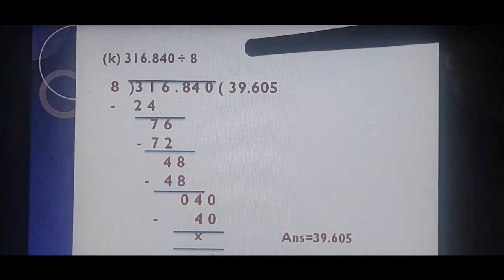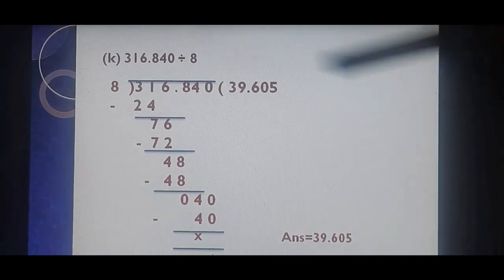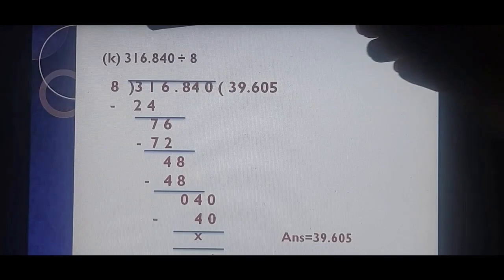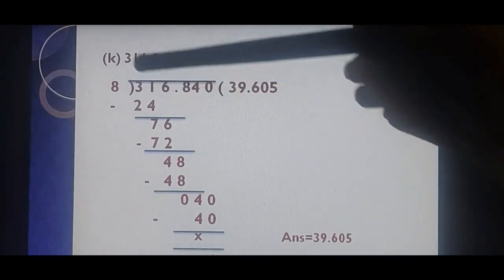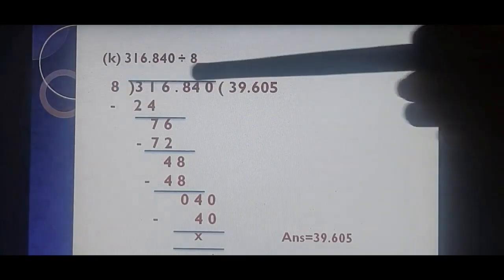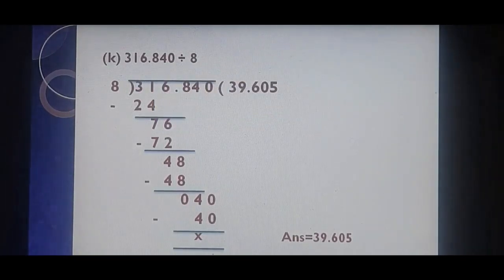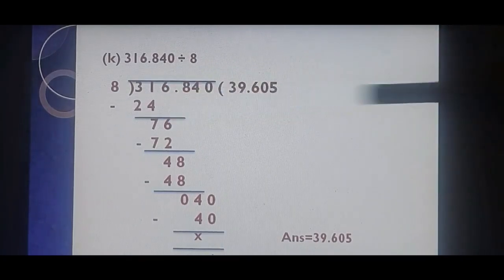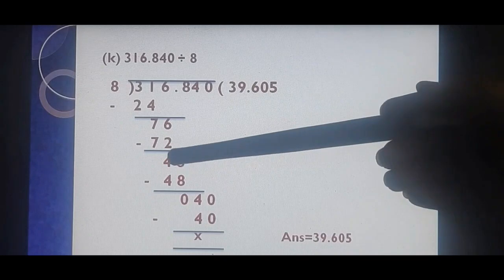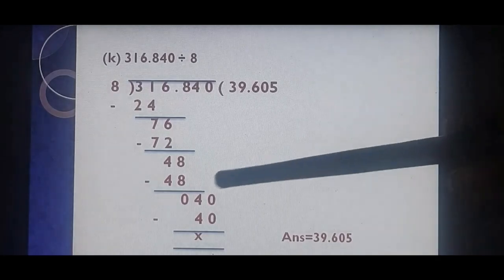Next is K part. 316.840 divided by 8. So 316.840 is the dividend, 8 is the divisor, put the division sign here. Now 8 3s are 24. 31 minus 24, 7. Now we will take the next digit, that is 6. 8 9s are 72. 66 minus 72... 6 minus 2, 4. Now we will take 8 here. Now the number has become 48. 8 6s are 48. Division is completed here.